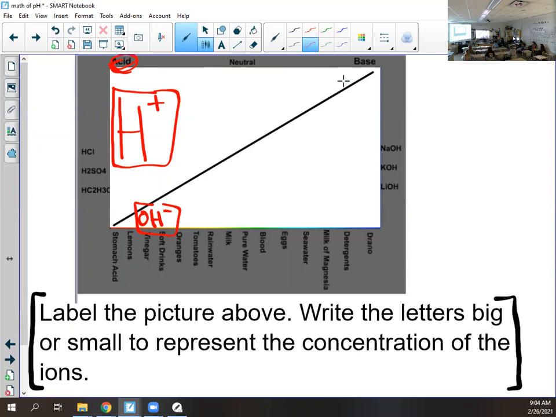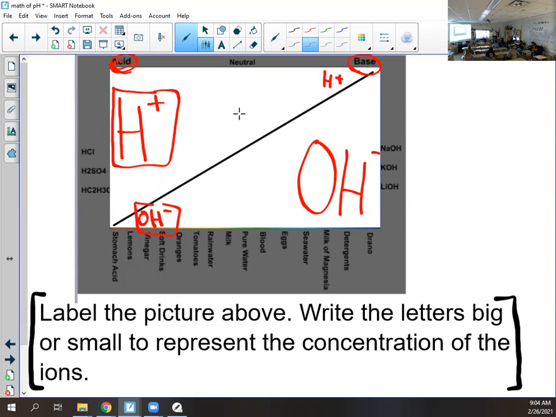All right, what would we have here? Tell your partner, what do you have here? A small H plus, and then down here, a big OH minus. Because a base has a small amount of H plus and a huge amount of OH minus.